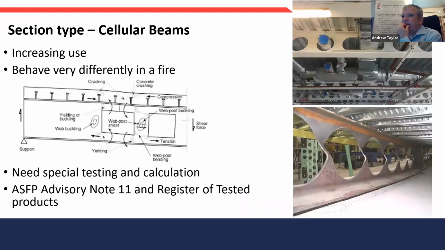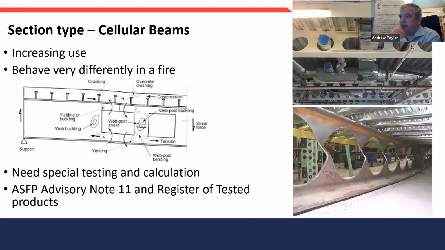Cellular beams are increasingly used, which behave very differently in fire because their mechanical failure is different. And I've got beam services running through the web openings, and I see a question has popped up, so we'll deal with that later. In fact, the question that's been posed is about three slides' time.